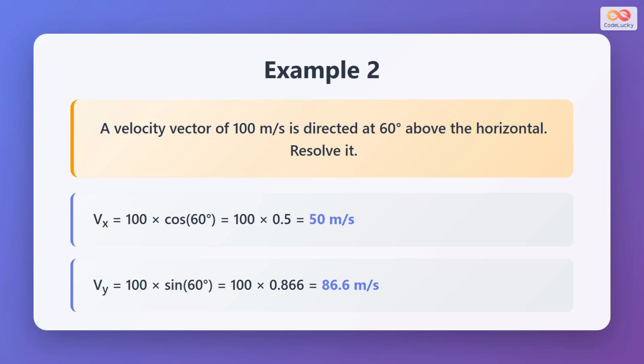Here's another example. A velocity vector of 100 meters per second is directed at 60 degrees above the horizontal. Let's resolve it. The horizontal component, v sub x, equals 100 times cosine of 60 degrees, which equals 100 times 0.5, giving us 50 meters per second. The vertical component, v sub y, equals 100 times sine of 60 degrees, which equals 100 times 0.866, giving us 86.6 meters per second. Notice how at 60 degrees, the vertical component is larger than the horizontal component, which makes sense because the vector is pointing more upward than sideways.